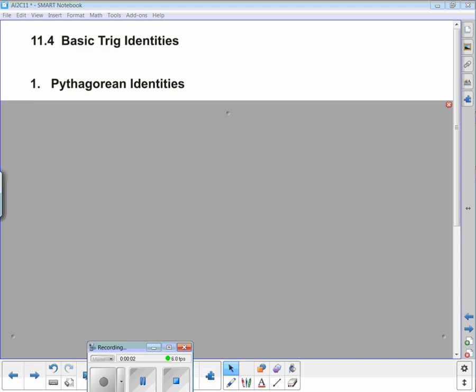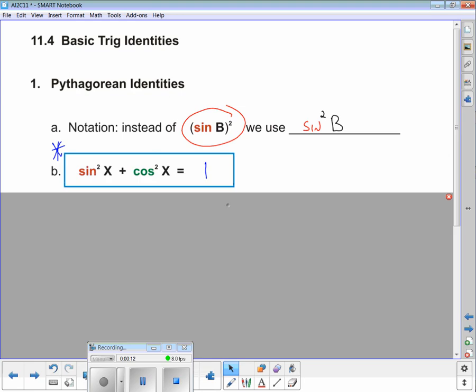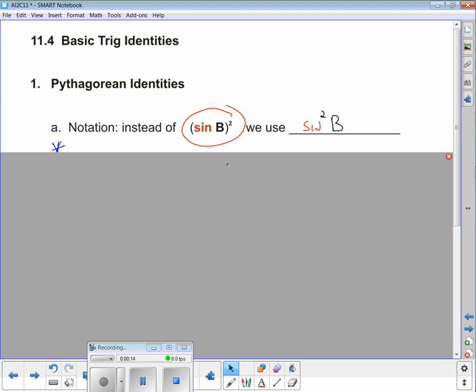Okay, class, this is 11.4, the basic trig identities. And we did this first part already, but I just want to do a quick review here. Remember, we started off with Pythagorean identities. And the first thing we have to understand is notation, right?